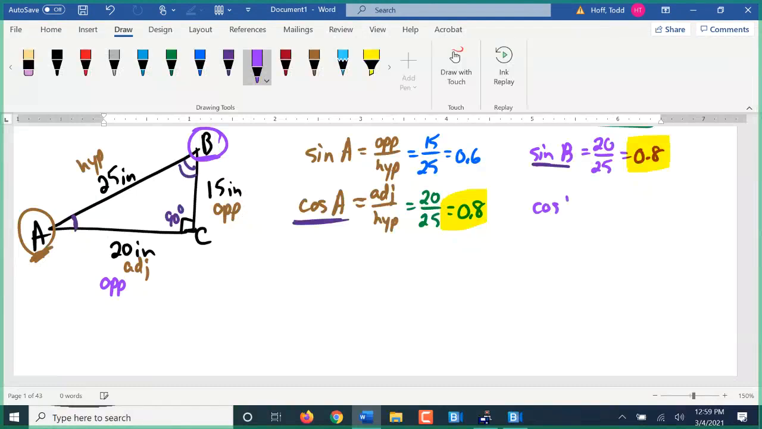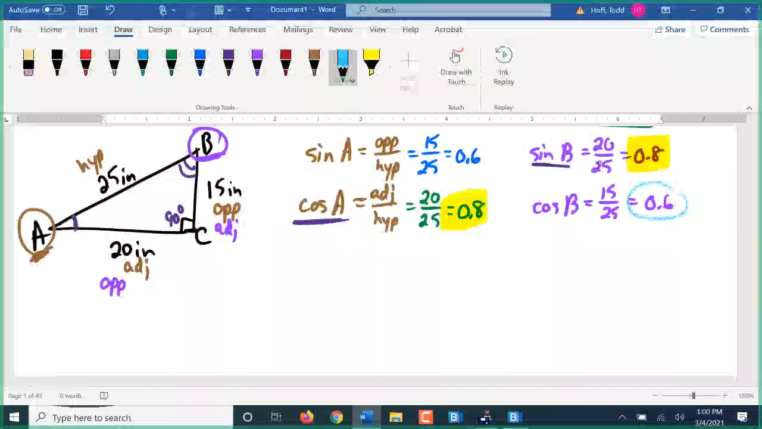So the cosine of angle B, which would be adjacent over hypotenuse, well, from angle B, this is the adjacent leg, because it's the one next to it. So that would be 15 over 25, or 0.6. Again, it makes sense that that is the same as the sine of angle A. The cosine of one is the sine of the other.